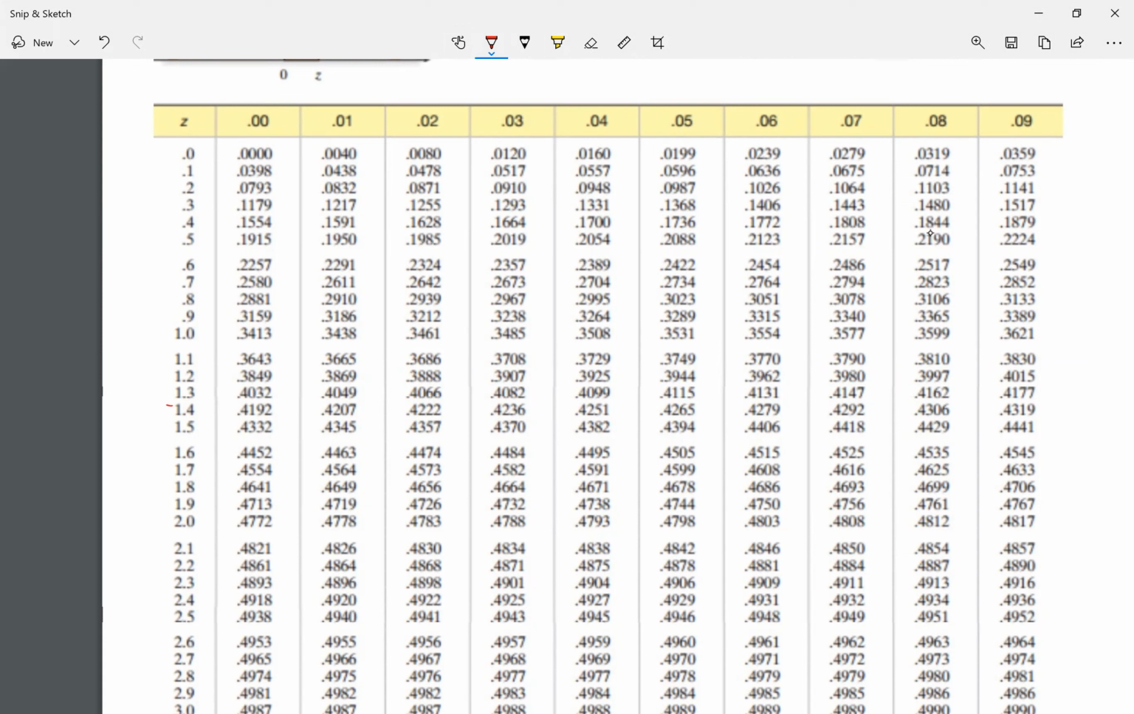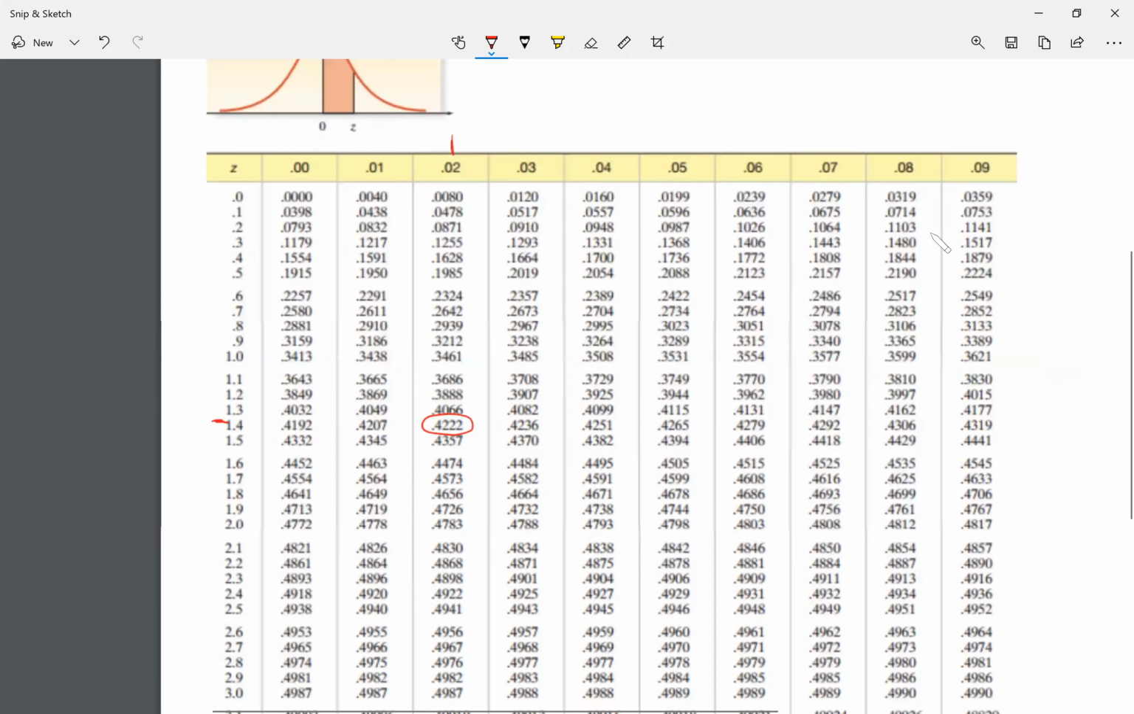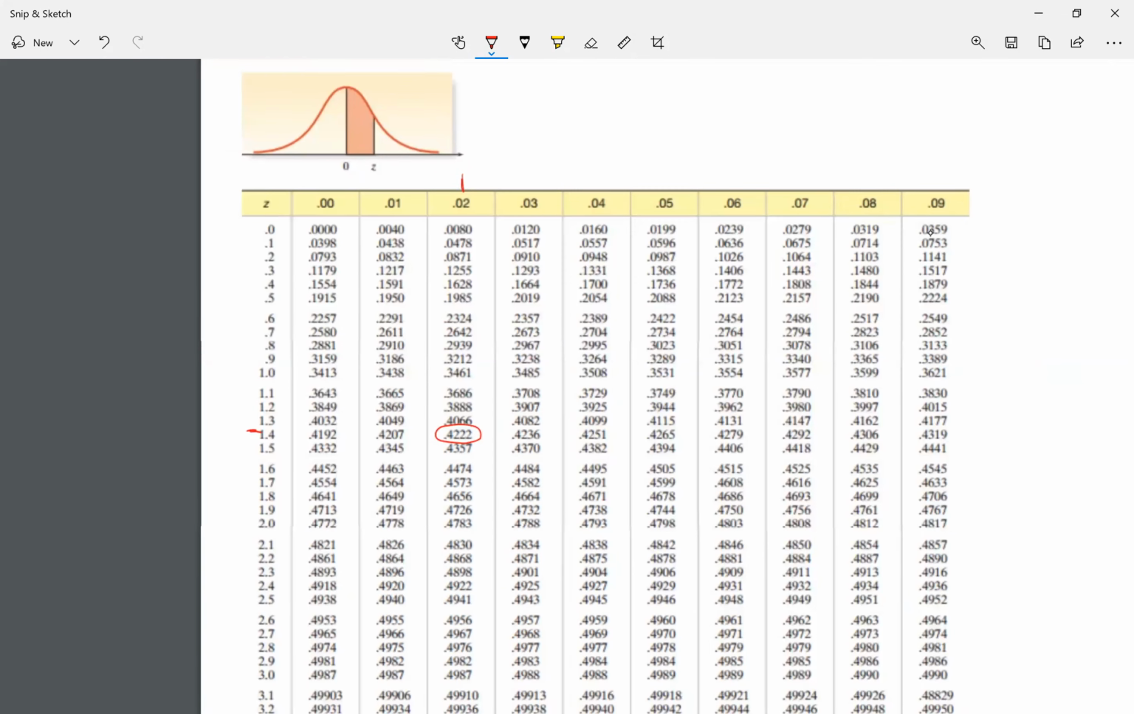Now, let me look at the example I was working on. So 1.4, then my 2, they meet right here, 1.42. Now, what does this graph tell me? That's from 0 to Z, to the right of it. 1.42 gives me 0.4222.